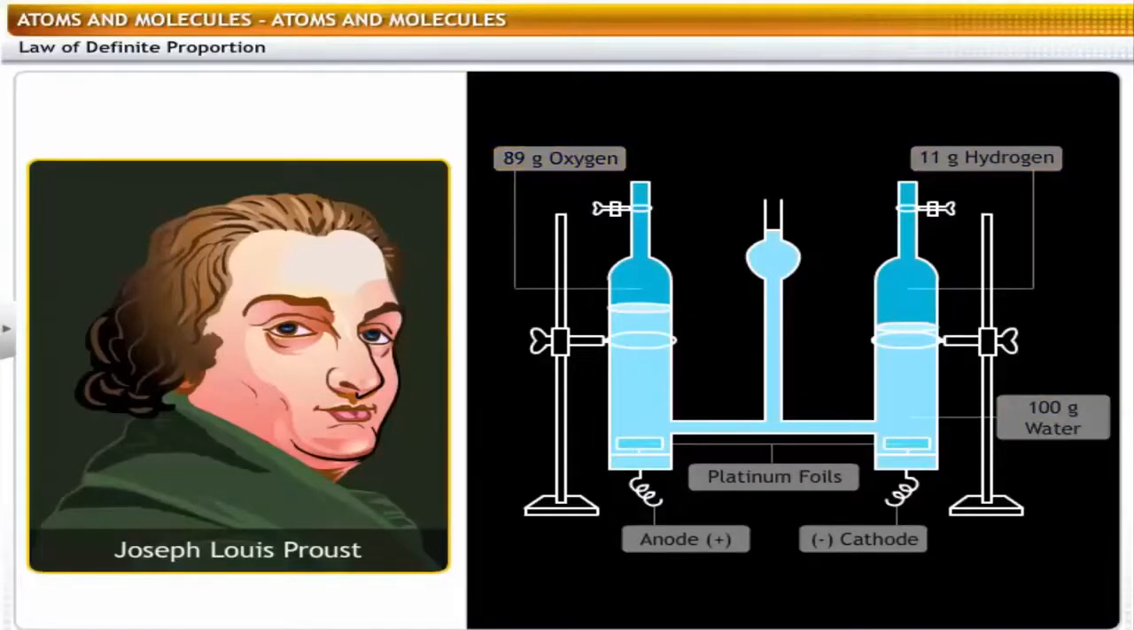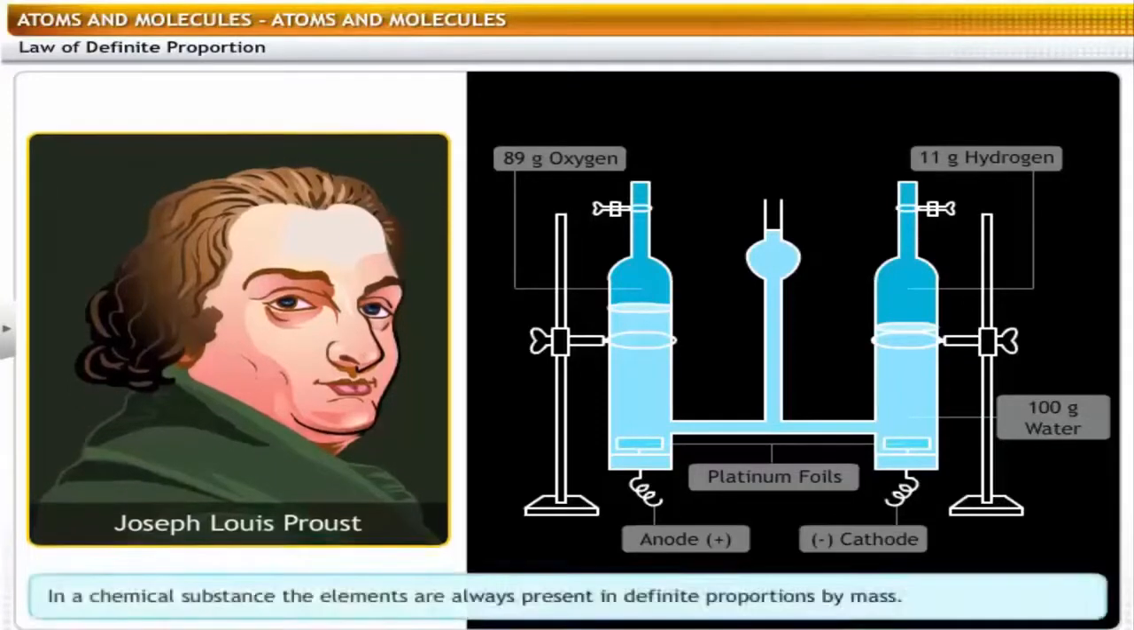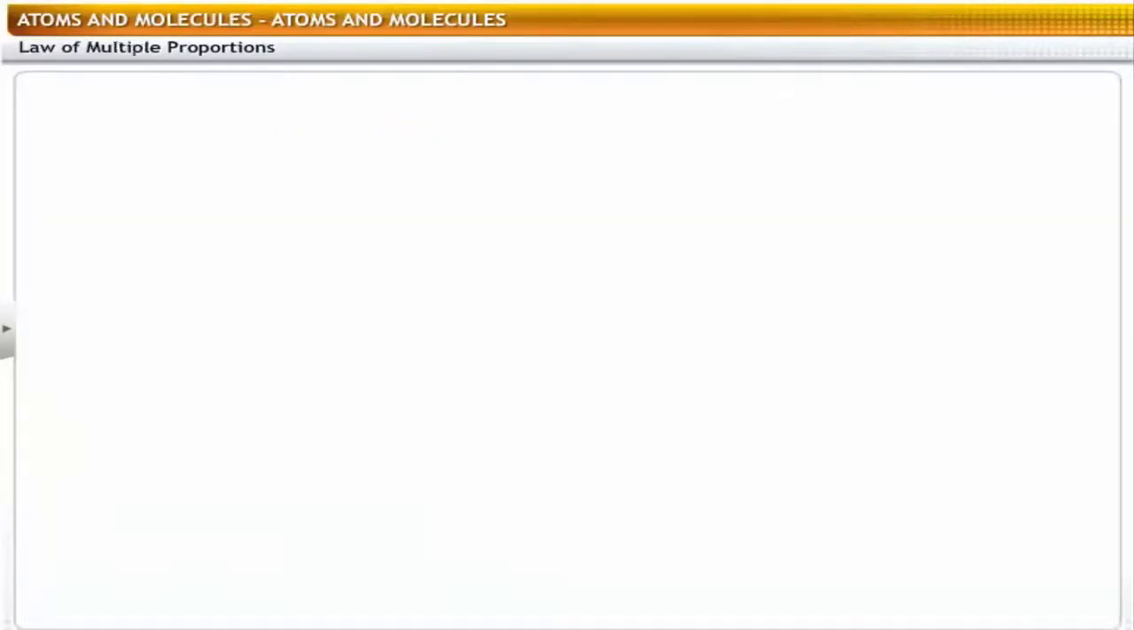He later purified and analyzed numerous compounds and concluded that every pure substance contains the same elements combined in the same proportions by weight. So, the law of definite proportions can be defined as: in a chemical substance, the elements are always present in definite proportions by mass.